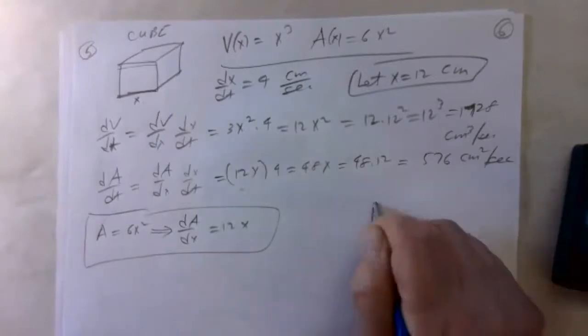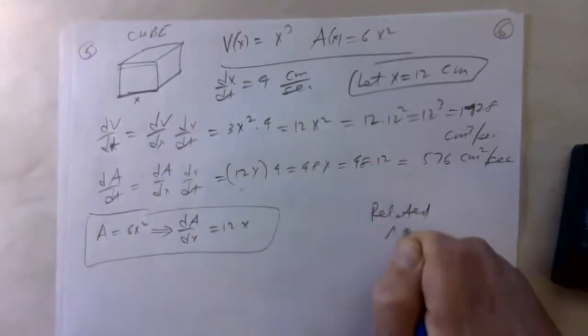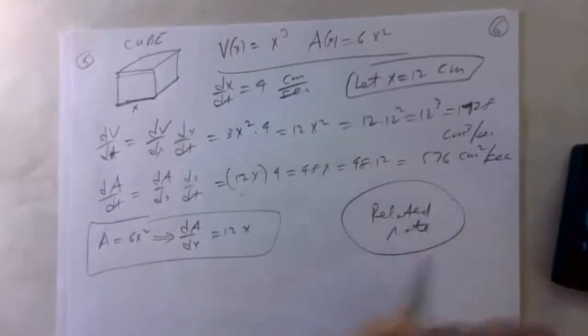So this is an example of a related rate problem. Two quantities are related, for example, the side of the square and the volume. We know how fast the side of the square is changing, and calculus tells us how fast the volume is changing.